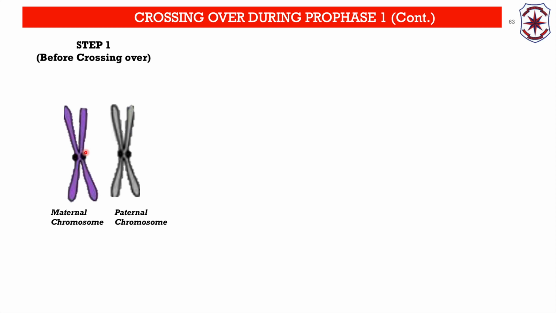One is paternal. We get it from the sperm of the father, and one is maternal. We get it from the ovum of the mother. Okay, they are the same size. They carry the same genes at the same locus, if you can still remember from lesson 1. So this is a homologous pair of chromosomes.